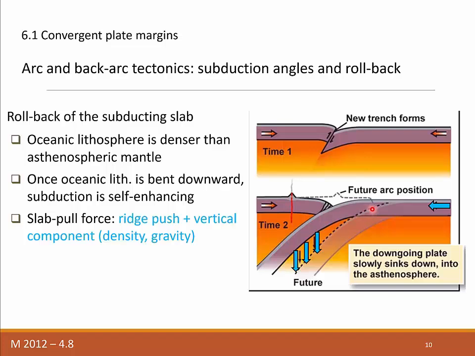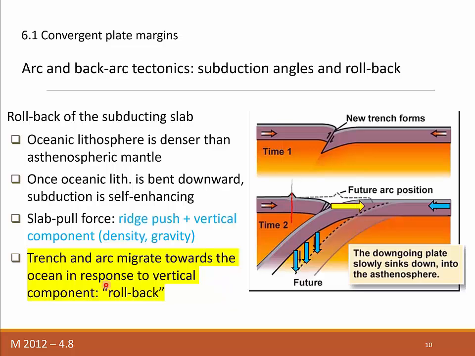This will move the position of the oceanic lithosphere over time from such a position into such a position. And of course we cannot create a gap between the overriding plate and the subducting plate. And that means the arc and the overriding plate will close this gap and move forward towards the ocean. This migration of the trench and the magmatic arc towards the ocean in response to this downward vertical movement of the subducting plate is what we call rollback.